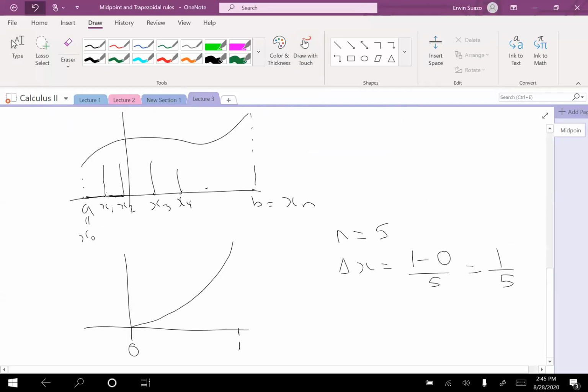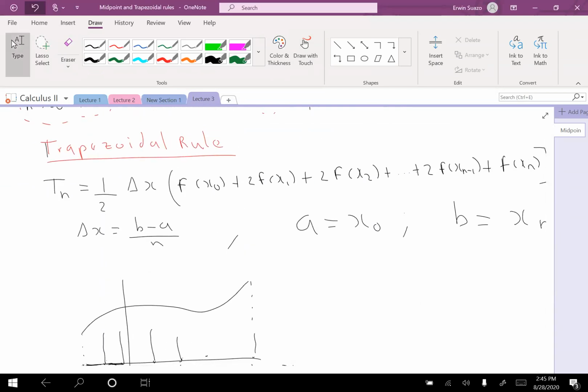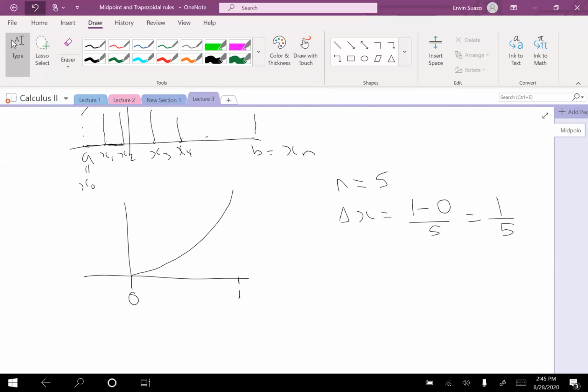So I have my delta x, and I just need to know x0, x1, x2 until xn. I know x0 is 0, right? This is x0. And what is 1? You guys tell me, what is 1? xn. And in this case, x5.